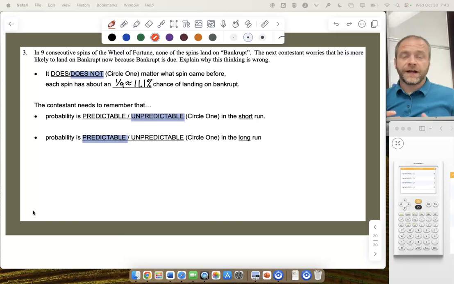There is a lot of back and forth on the Mrs. Gallus shooting that could go there. So the contestant's thinking is wrong because they're thinking, oh no, there were 9, it's about due to be on bankrupt. And that's not how probability works. Probability works in the long run. Each spin is not affected by the outcome of the previous spin.